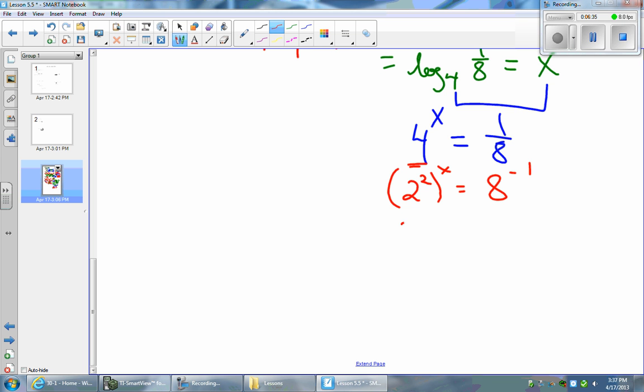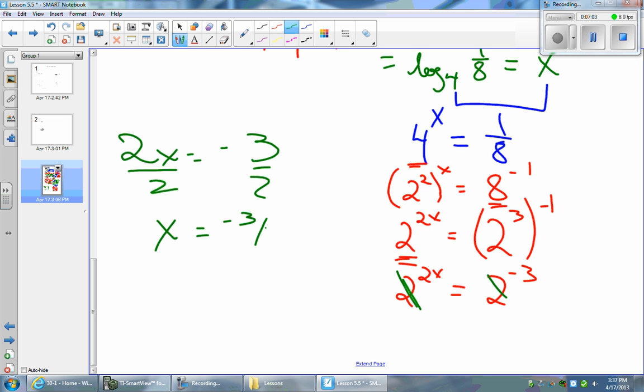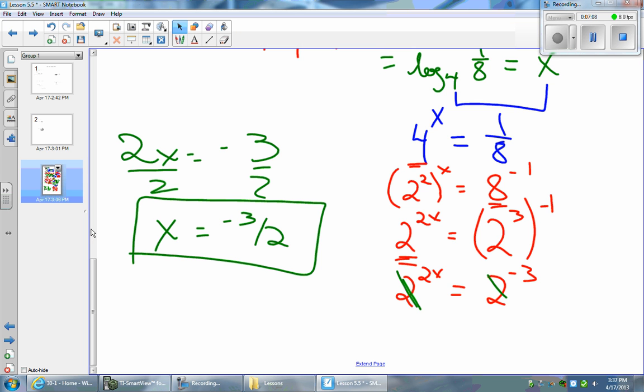Okay, so this is now 2 to the 2x. That's as simple as we can go. This 8 now can be written as 2 to the power of 3, right? All to the minus 1. All right, so now this is 2 to the 2x equals 2 to the power of negative 3. The bases are the same, so they cancel out, leaving you 2x equals to minus 3, divide by 2, and x is equal to negative 3 over 2. So some really cool and challenging questions, but they're not that bad.